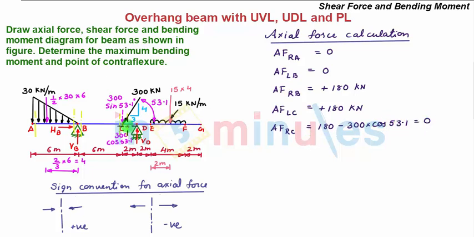Now moving the section from this point towards point G, we see that there is no horizontal force acting in this part of the beam. So the axial force at points D, E, F and G is equal to 0. So we are done with the axial force calculation. Now let's draw the axial force variation diagram.